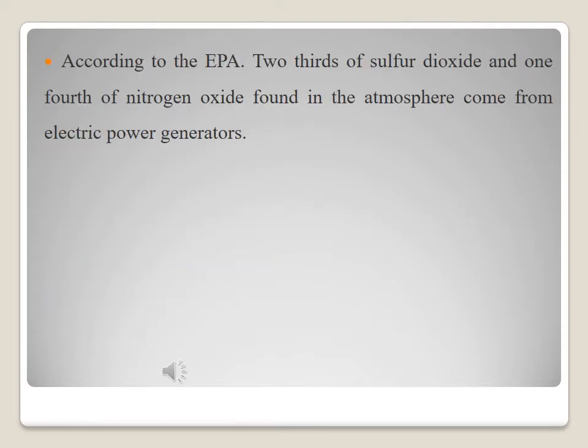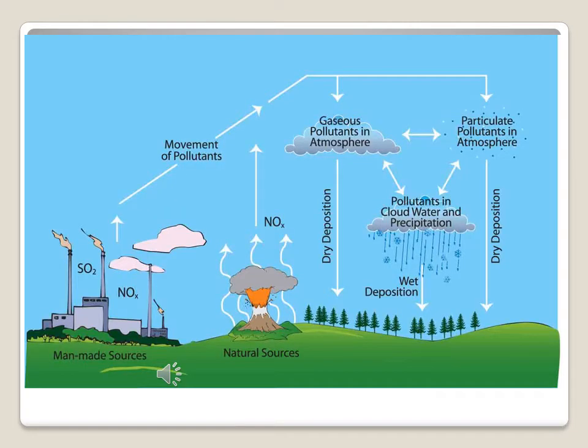According to the Environmental Protection Agency, 2/3 of the sulfur dioxide and 1/4 of the nitrogen oxide found in the atmosphere come from electric power generators. This picture represents the previous discussion efficiently, that from where oxides of nitrogen and sulfur escaped into the atmosphere and how they form dry and wet deposition.